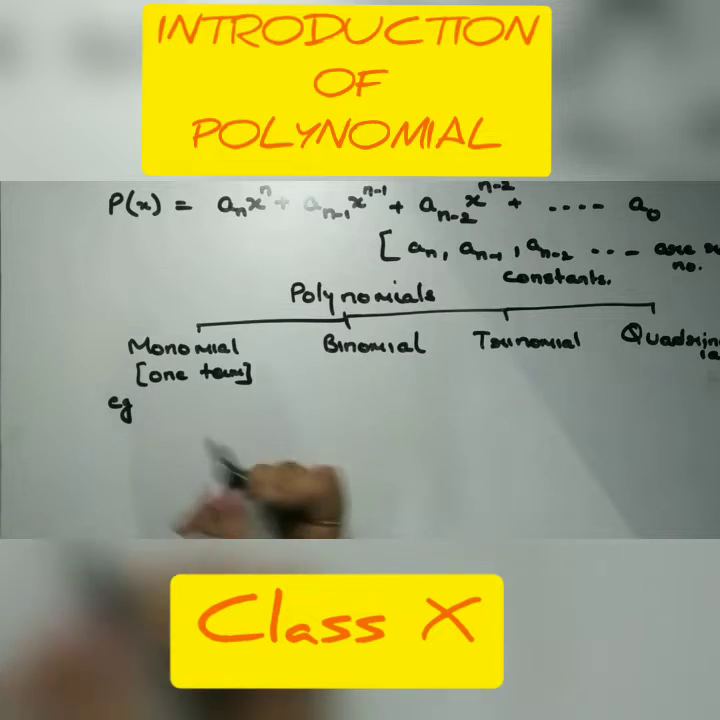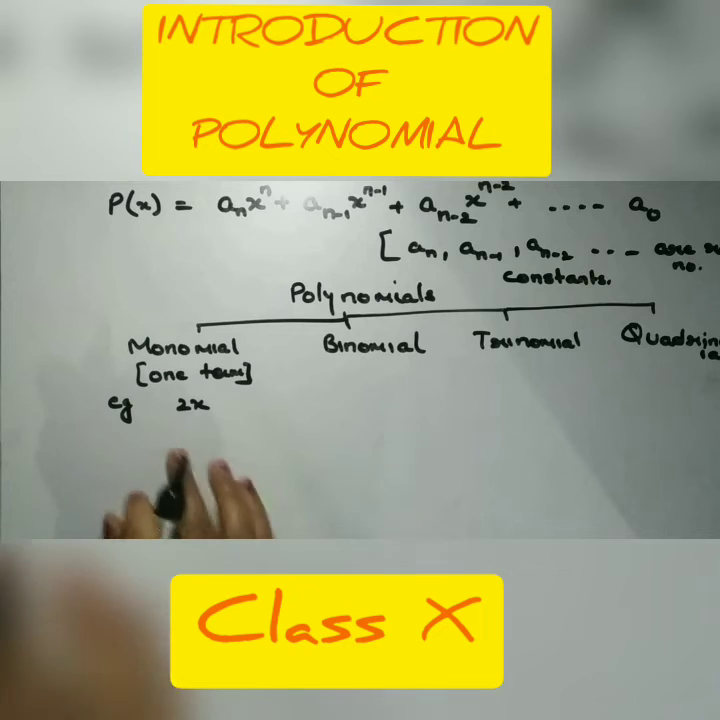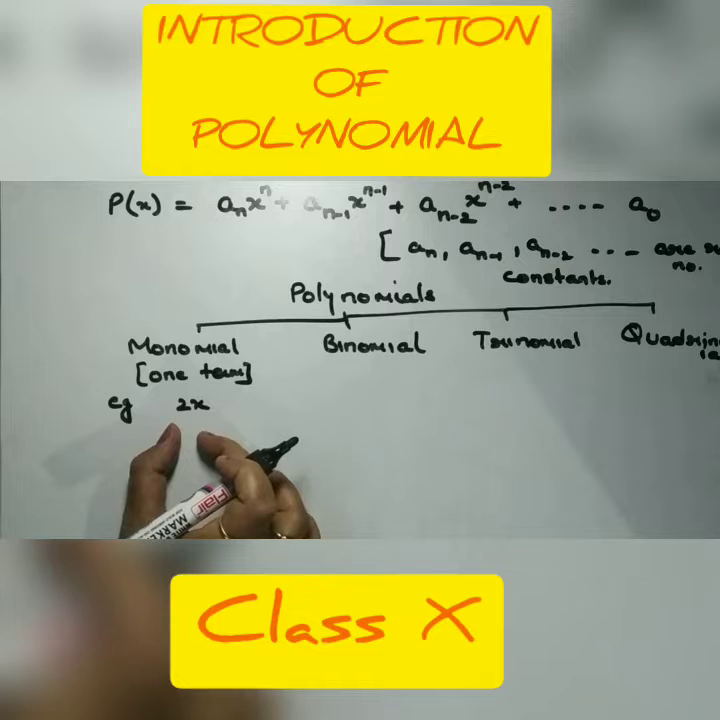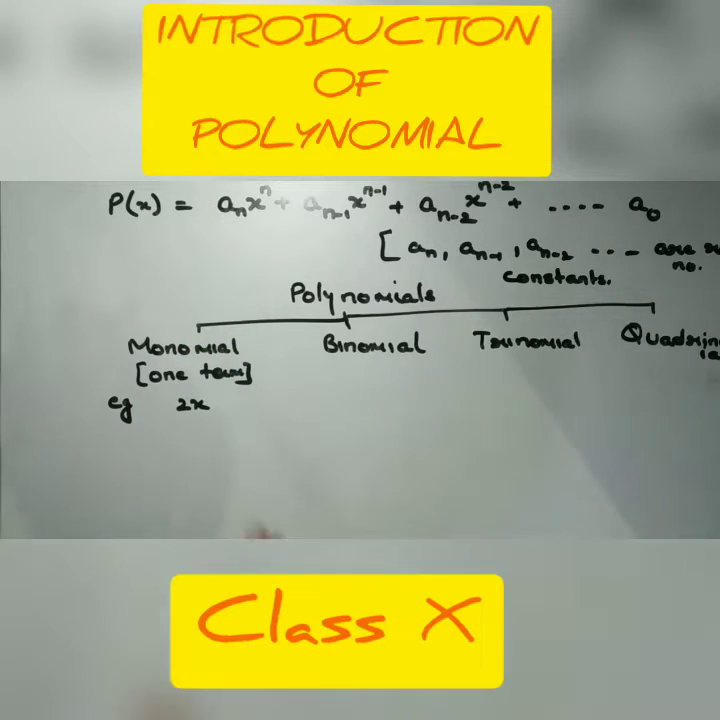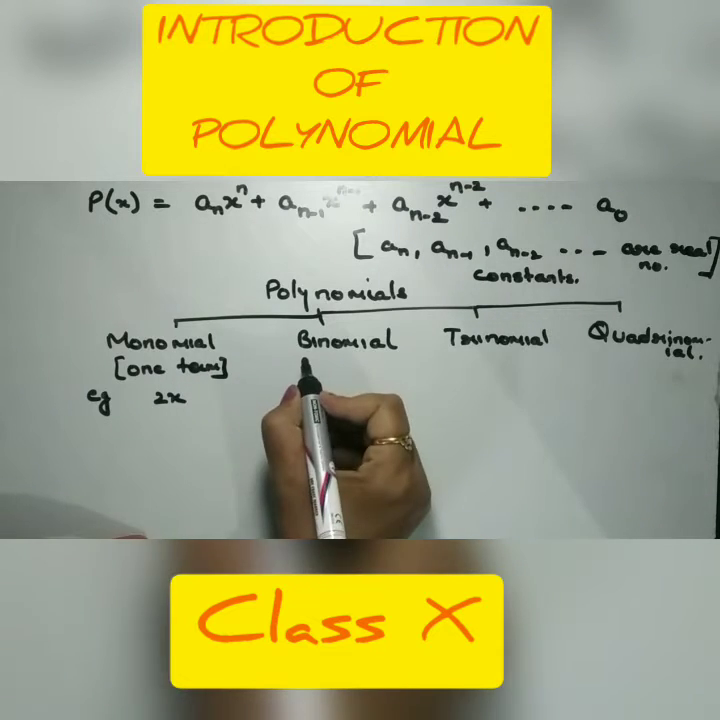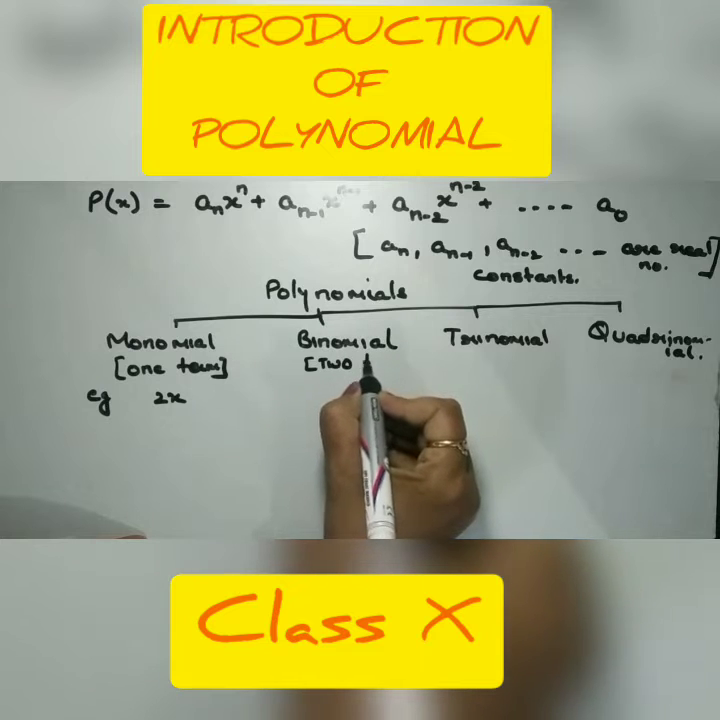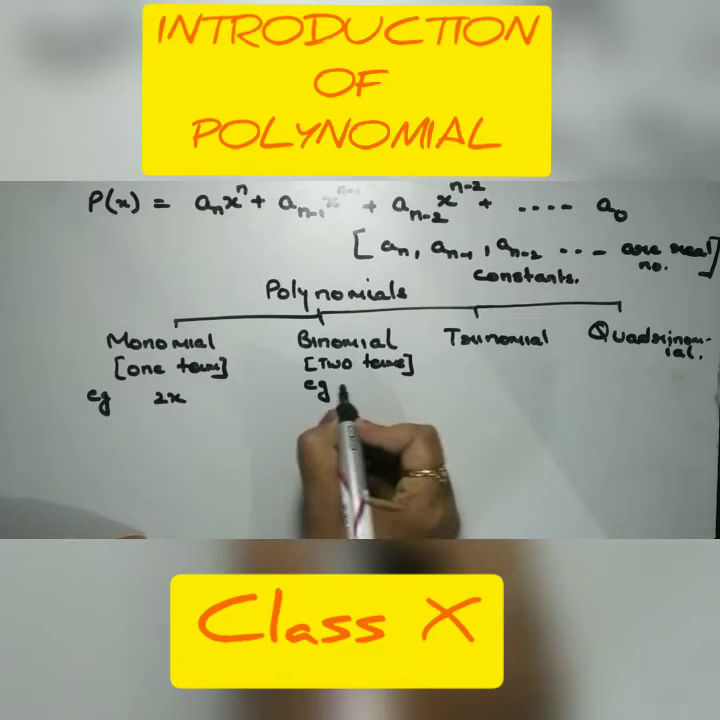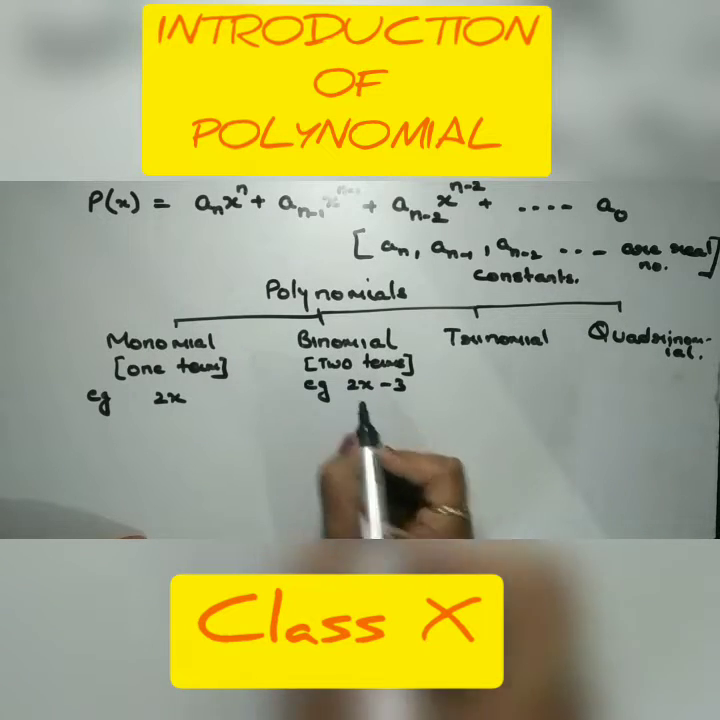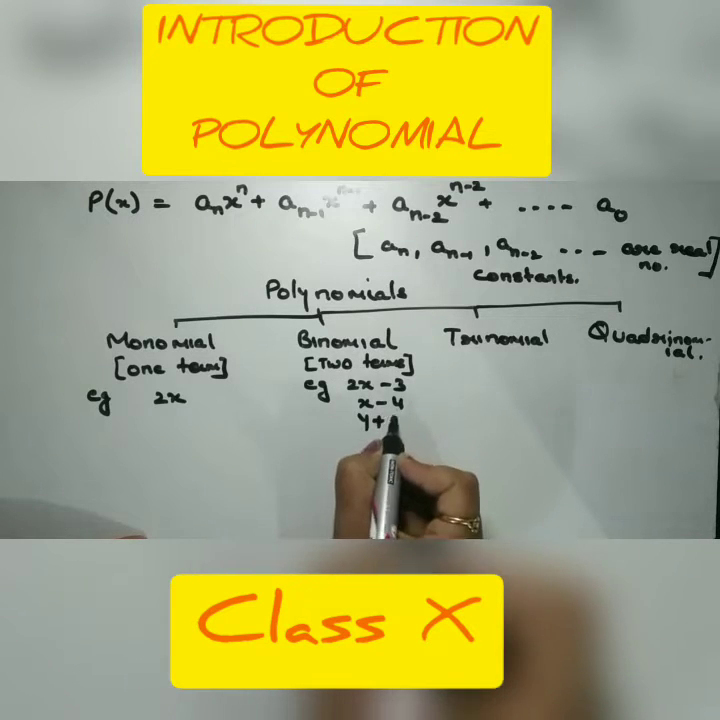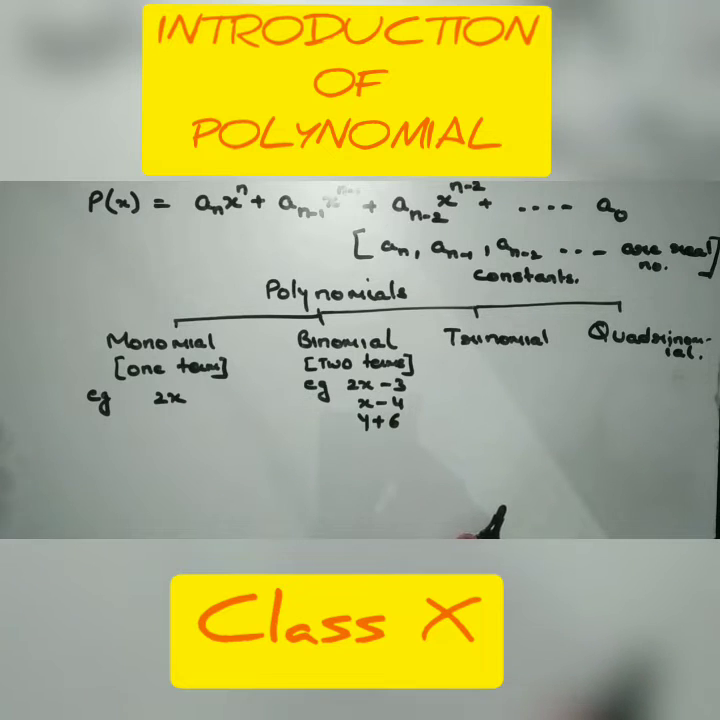Example, if I write simply 2x, it consists of a constant and a variable. Constant is 2, variable is x. It is considered to be one term, so this is a monomial. And binomial means an algebraic expression consisting of two terms. We can give many examples like 2x minus 3, or x minus 4 or y plus 6, whatever it may be. It must contain an expression with constant and variable both.